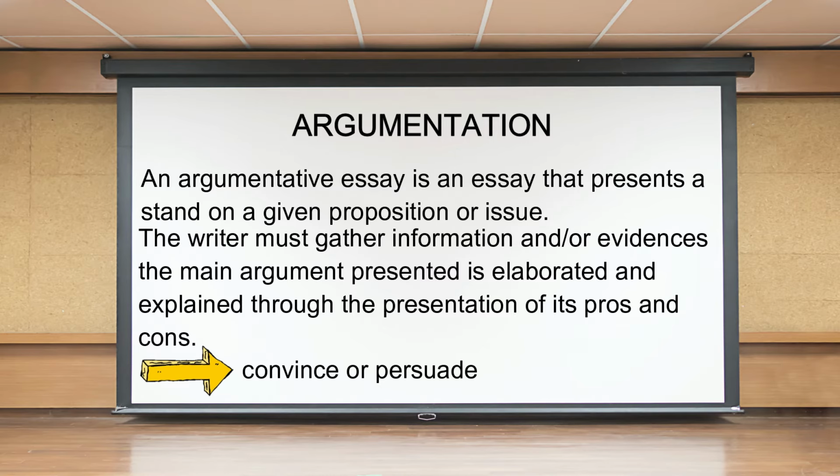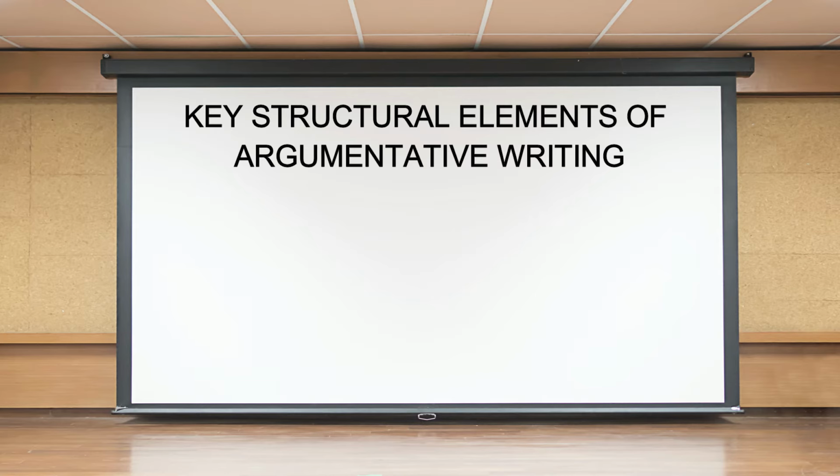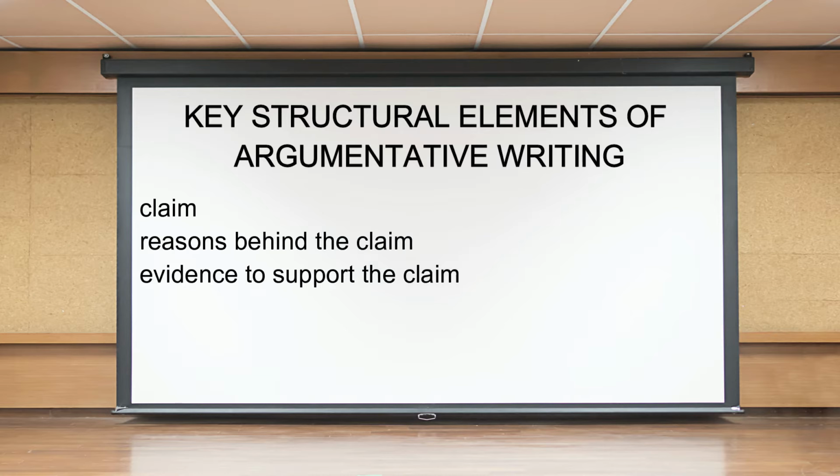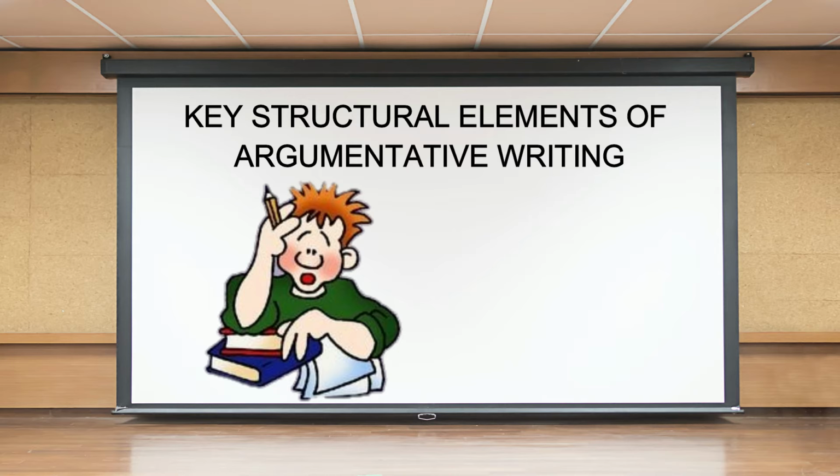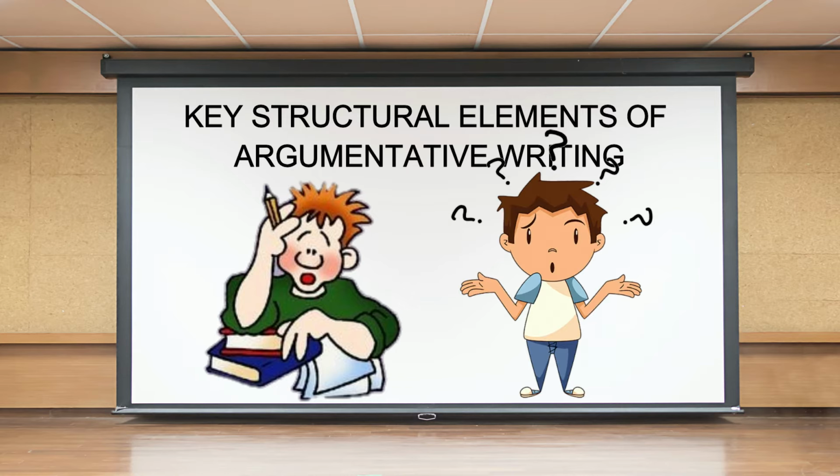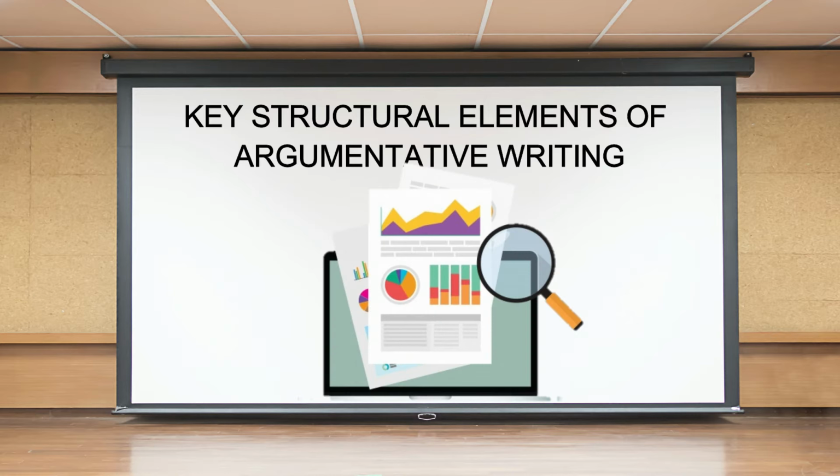Key structural elements of argumentative writing. The basic components of an argument include a claim, reasons behind this claim, and evidence to support this claim. The pattern of idea development in argumentative writing may vary from one writer to another. The structure of developing an argumentative essay largely depends on how a writer intends to present his main argument and how he wishes to develop the main idea presented by backing it up with supporting details or evidence.